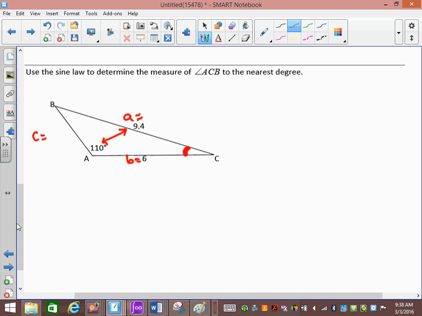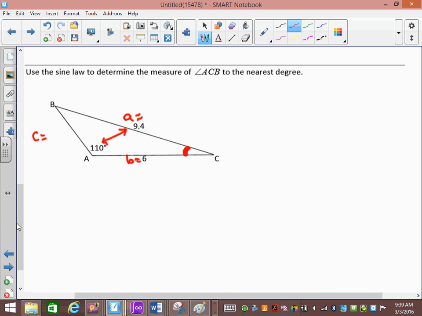I'm actually going to have to find the other angle first because I know the side across from it. Get that angle, subtract from 180, and I'll get angle C. I don't even need little side C, okay? So sometimes you actually have to find a different thing first in order to find what they're asking you to get. So I know I'm going to write this one first.